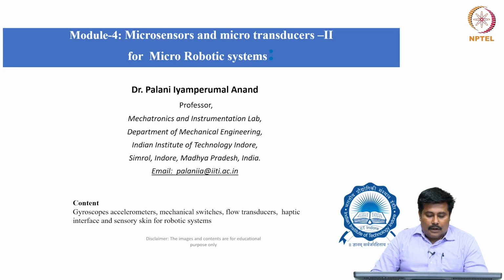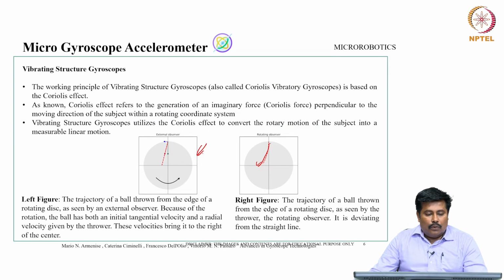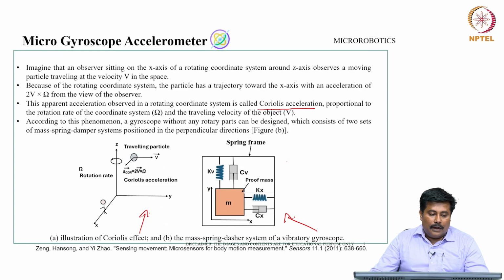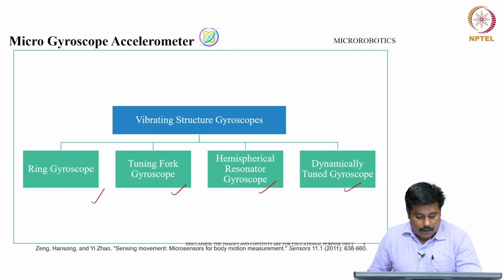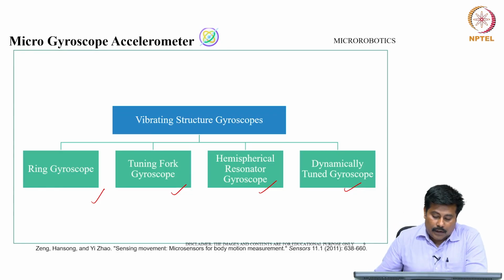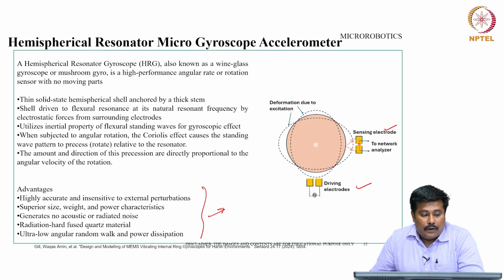The content comprises gyroscopic accelerometers, the mechanical switches, the flow transducers, the haptic interface, and the sensory skin for robotic systems. We had discussed the overall classification of a gyroscope, some of the key aspects of the gyroscope, including the vibrating structures. Then we studied the classification of vibrating structure gyroscopes, including the ring gyroscope, the tuning fork gyroscope, the hemispherical resonator gyroscope, and the dynamically tuned gyroscopes.